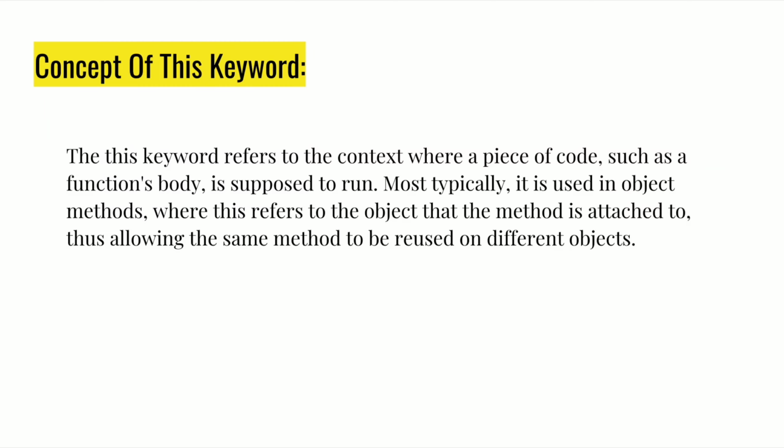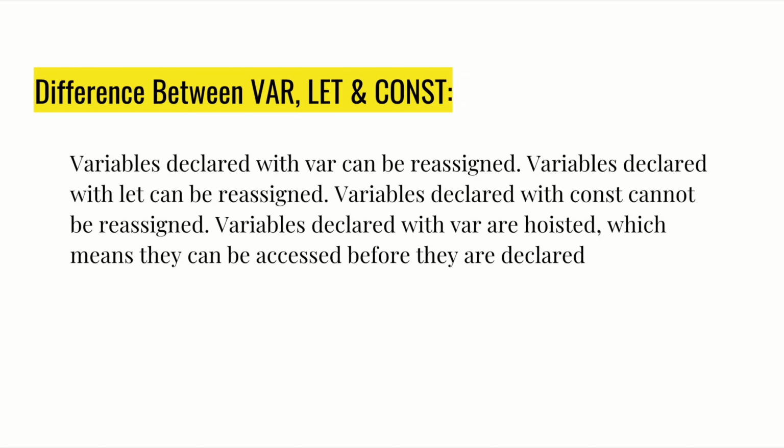And furthermore we come to the concept of the this keyword. This keyword refers to the context where a piece of code, such as a function's body, is supposed to run. Most typically it is used in object methods, where this refers to the object that the method is attached to, thus allowing the same method to be reused on different objects. This keyword is mainly used to reuse the objects further in the program, which can increase the modularity and efficiency of the code.